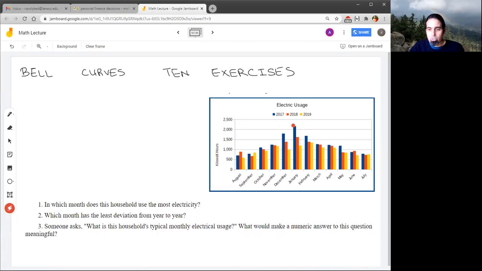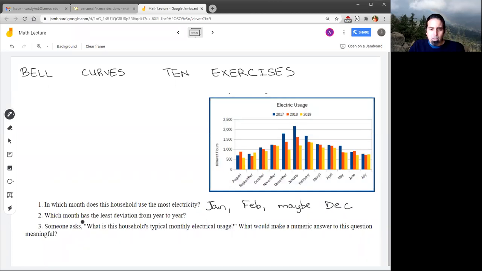We're just looking for when the bars are the highest. So here's the very highest bar. January could be a sensible answer. December has some spread. Maybe this family travels a lot in December, and some years they're home and some years they're not. It's hard to say. February is definitely a contender for second place. So I'll say January, February, December.